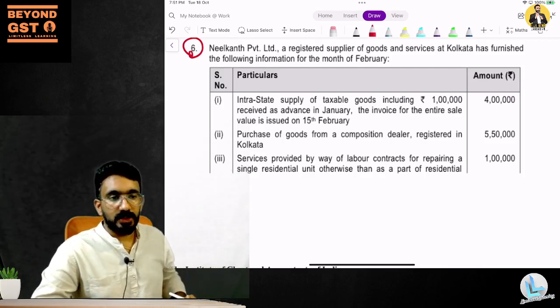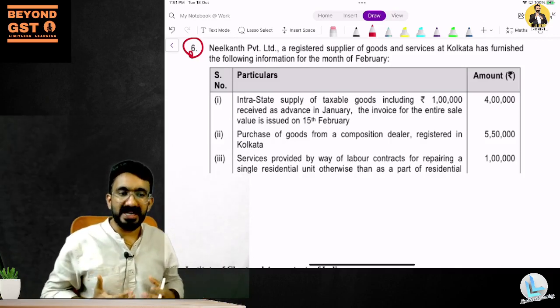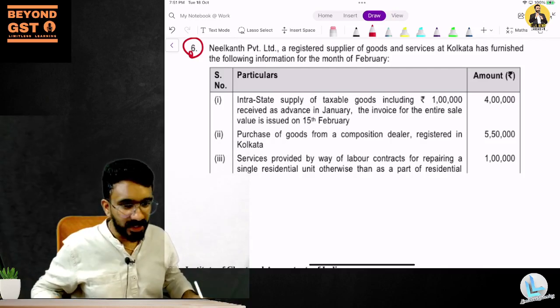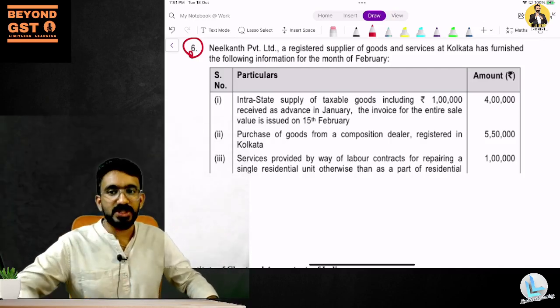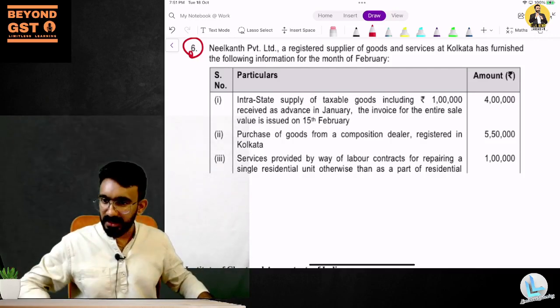Now let's look at the next question, the sixth question. This is a question wherein we compute net GST. What I would recommend all of you do is that we're going to work it out. So take your notes, pen, calculator, everything. Please don't look at the answer. If you have your RTP, don't look at the answer.